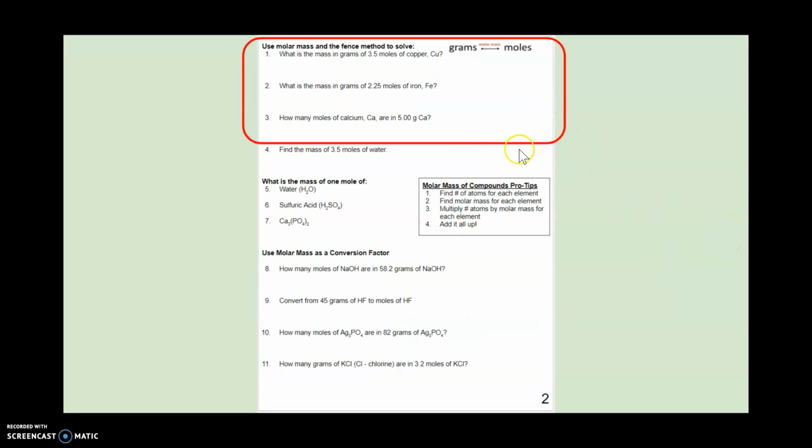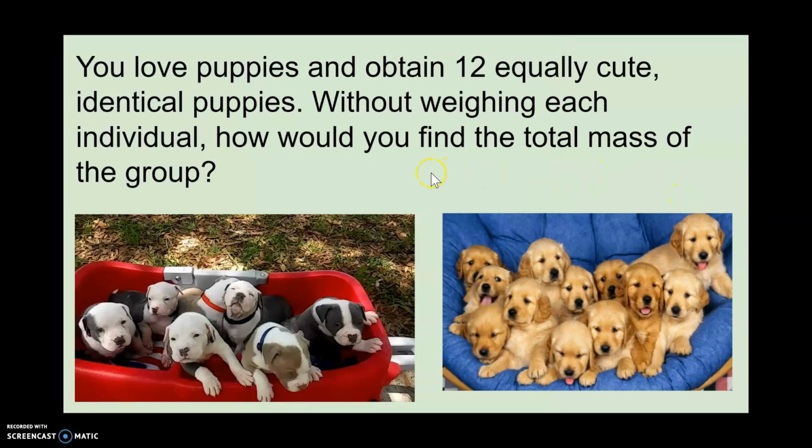And let's go ahead and look at page 2. We're going to fill in these 3 questions. Okay, let's say that you love puppies. Oh my gosh, they're so cute. And you obtain 12 equally cute, identical puppies. Without weighing each individual puppy, how would you find the total mass of the group? Think about this. How would you find the mass if you've got identical puppies? If you said that we're going to multiply, you're 100% correct. We would take the mass of one puppy and then multiply it by 12.